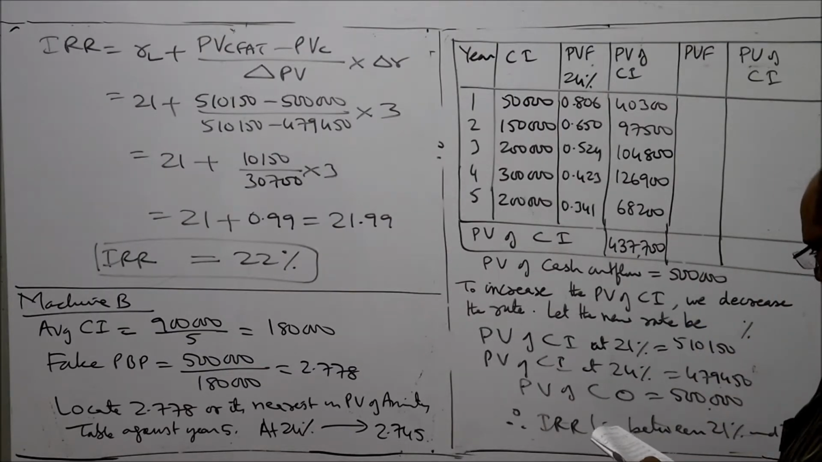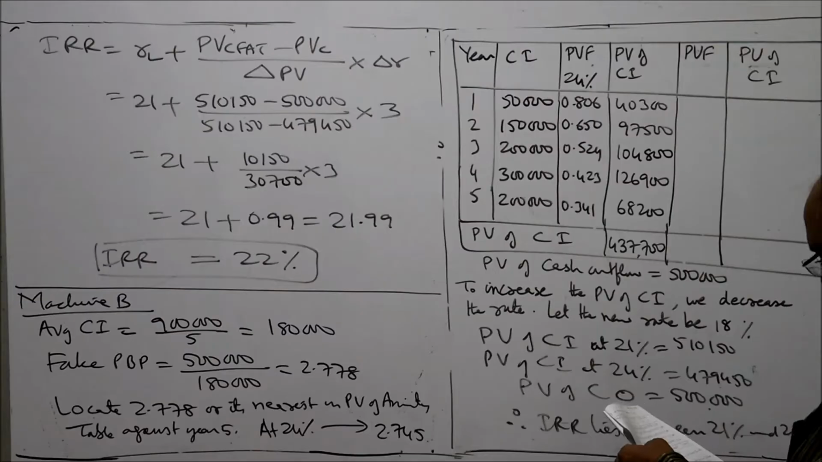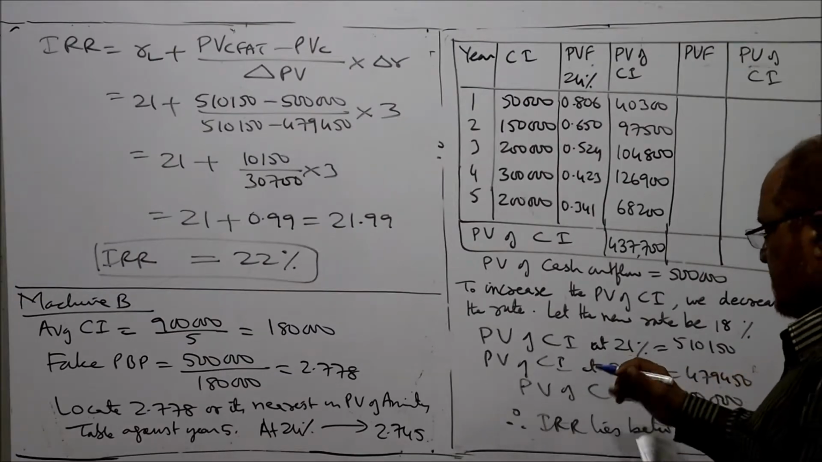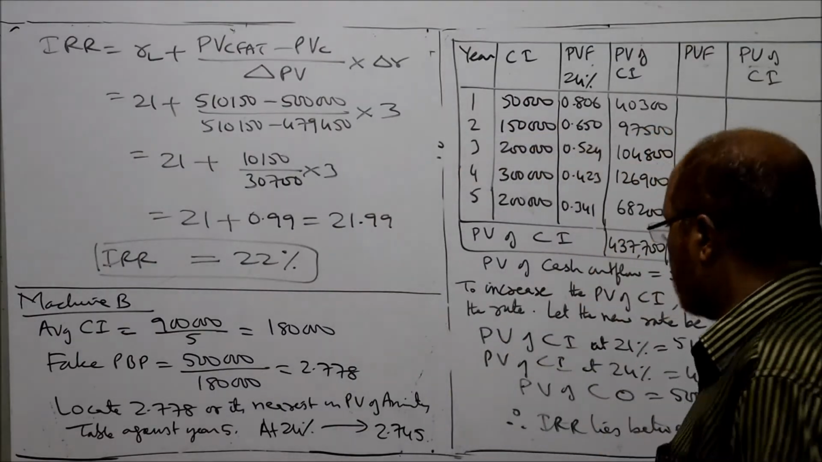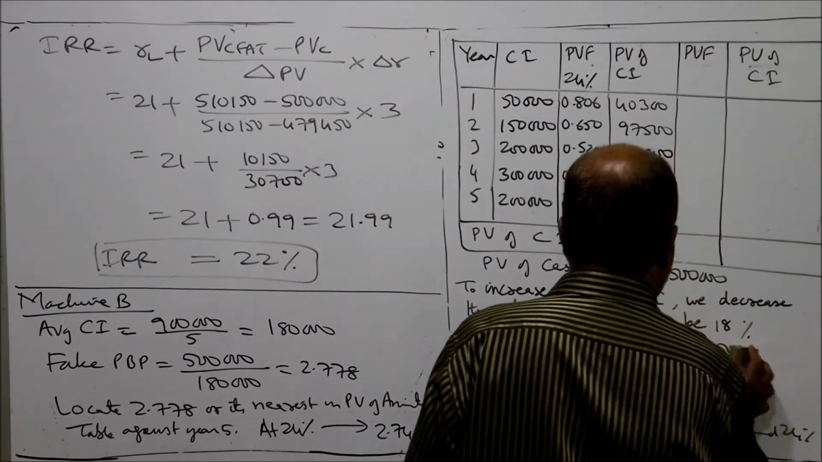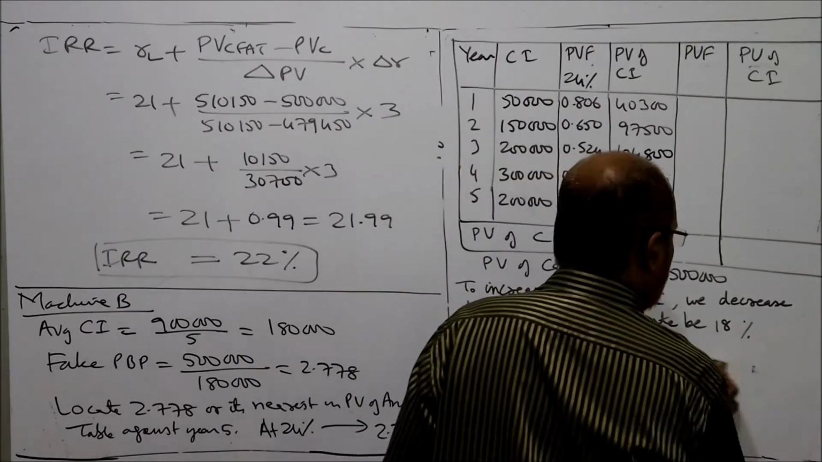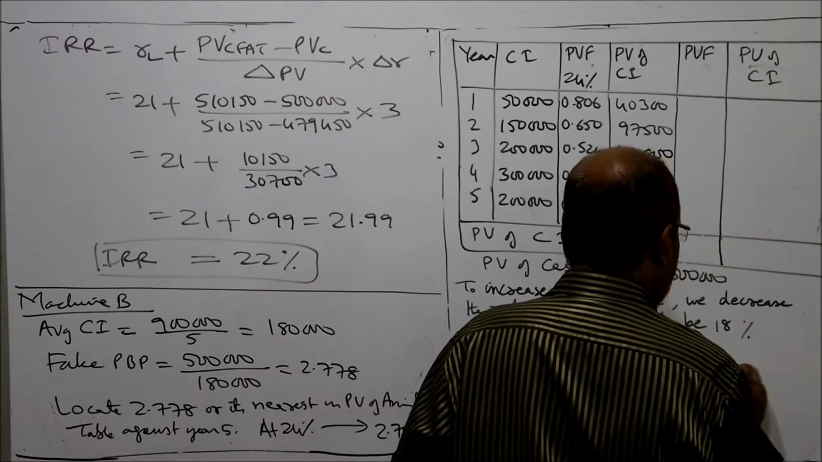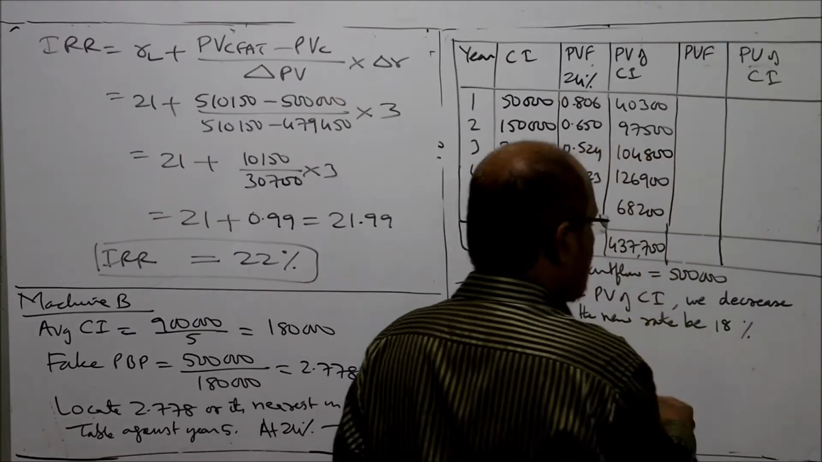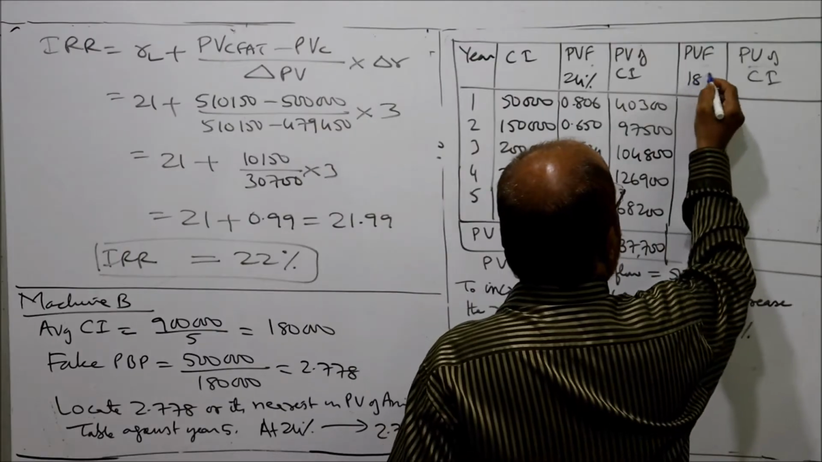More difference is there. So instead of 24%, can we take 20% or 18%? We will take 18%, because the difference is more, that's why I have taken a big margin of 18%.